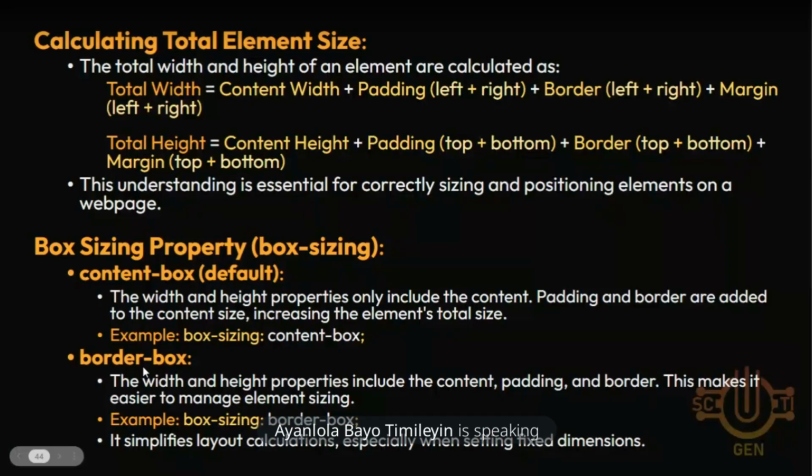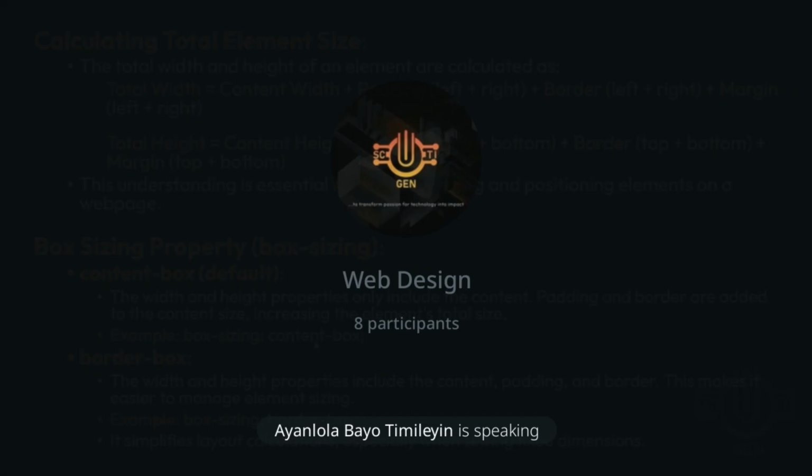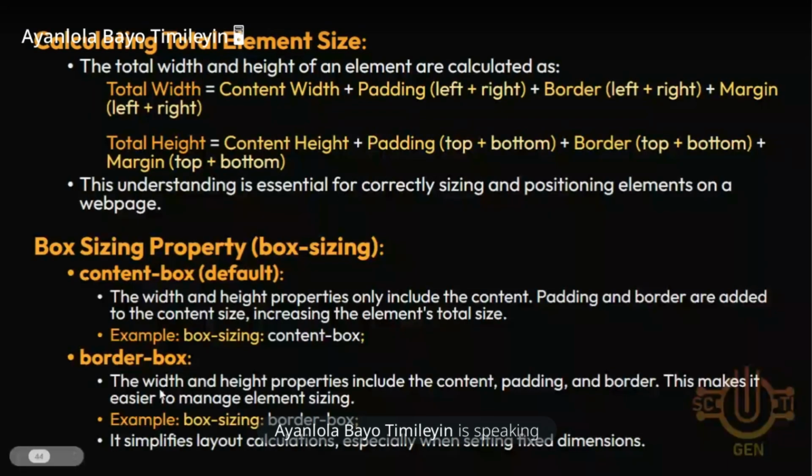So with content-box, the width and height properties only include the content. Padding and border are added to the content size, increasing the element's total size. So for example, box-sizing, then you set the value to content-box. On the other hand, we have border-box as a second value. So the width and height properties include the content, padding, and border. This makes it easier to manage element sizing.